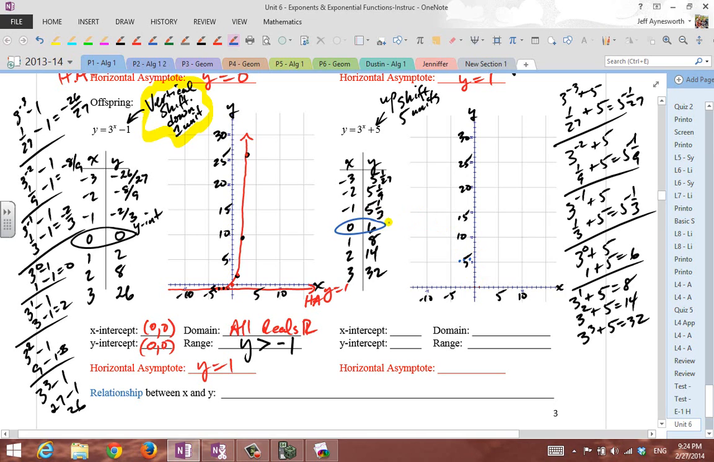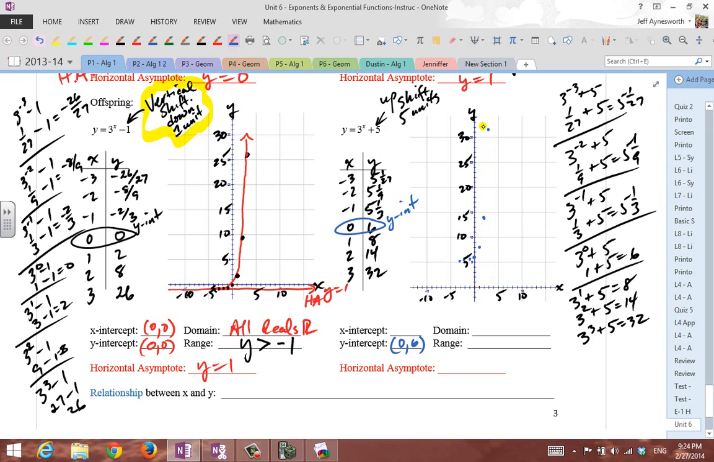And 0, 6, the y-intercept, right here. There it is right there. 1, 8 right there. 2, 14 right there. 3, 32. Oh, not high enough. 3, up 32. There you go. There's 3, 32. All right. So now we have our function that looks like this.